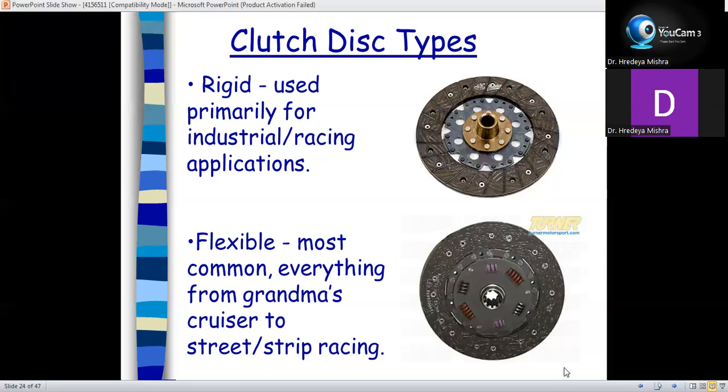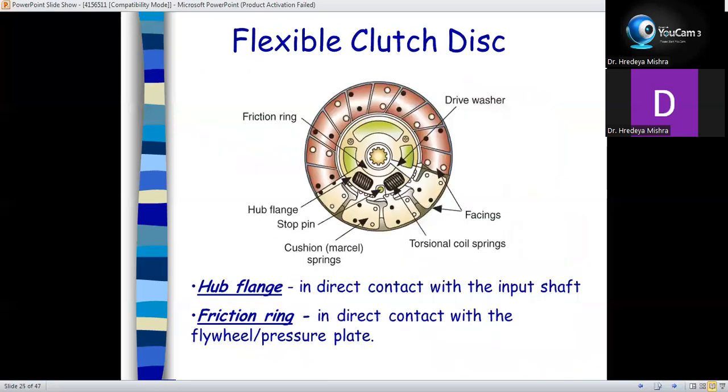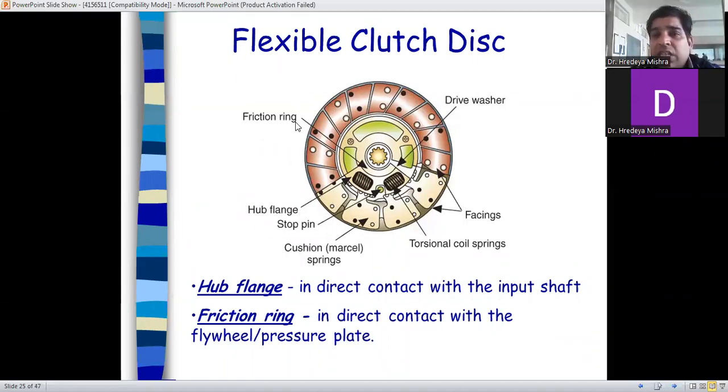The next is the flexible clutch. So what is the flexible clutch here? You can see the friction ring is there.